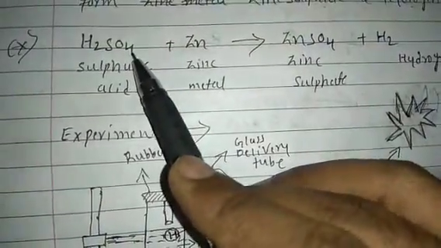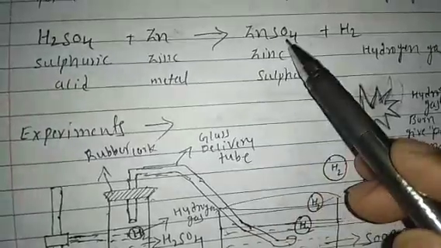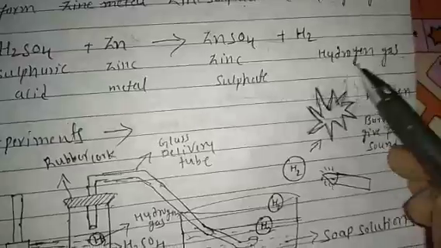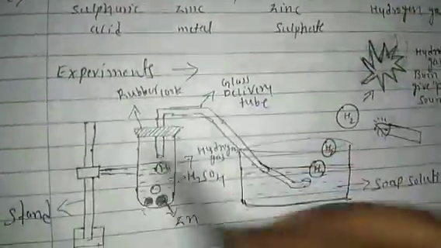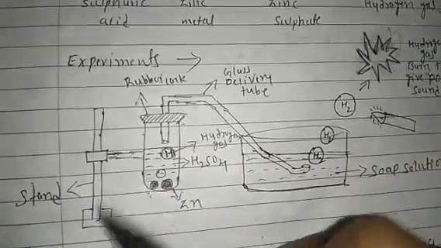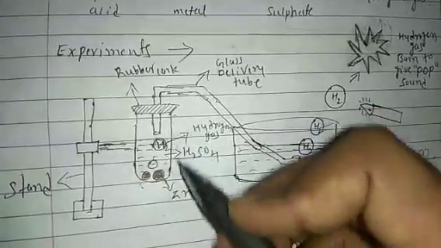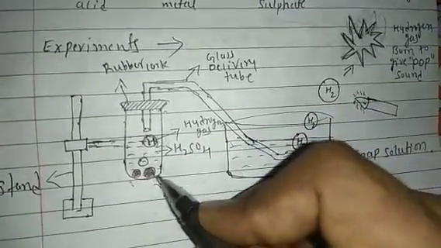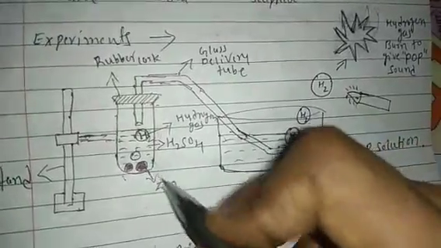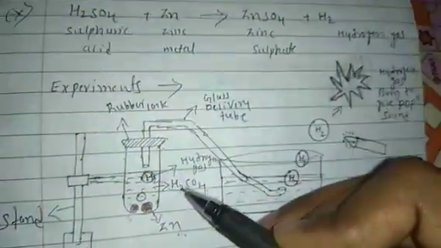Let's see one example here. H2SO4, sulfuric acid, reacts with Zn, zinc metal, to form zinc sulfate and H2, hydrogen gas. So in this demonstration I will show you the experiment. In this stand, connected with a long-necked jar, the dark shaded area is the zinc metal. Right, friends? To this zinc metal we are adding the liquid H2SO4.